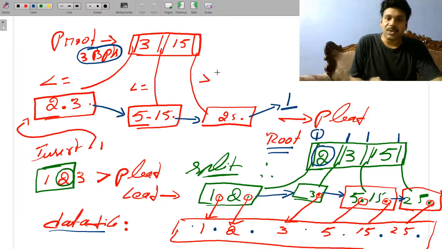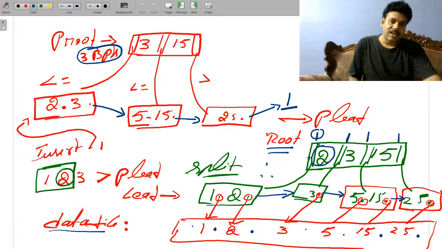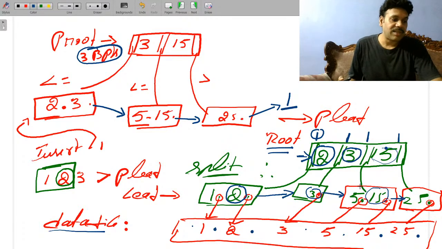So please see, they are your duplicates. Please observe, friends. Root I am maintaining 2, and leaf also I am maintaining 2. Please observe carefully. 2 is maintained in root and 2 is maintained in leaf. 3 is maintained in root and 3 is maintained in leaf. And you see 15 is maintained in root and 15 I am maintaining in leaf. There may be a chance of duplicates here.